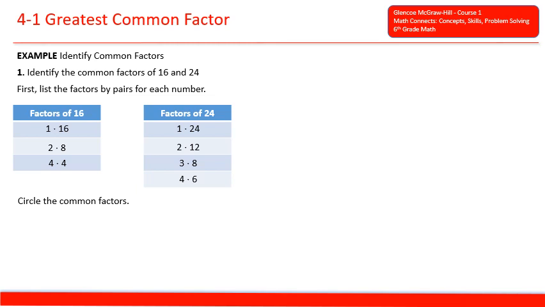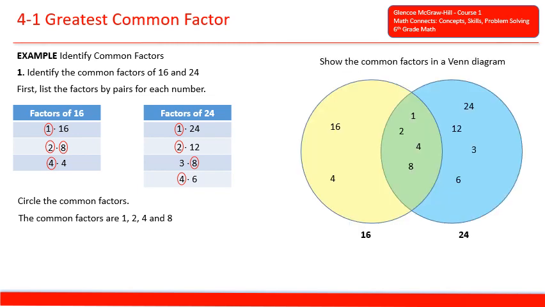Circle the common factors. So we have 1 common to both, 2 common to both, 8 is common to both, and 4 is common to both. So the common factors are 1, 2, 4, and 8. And if we do a Venn diagram, we can see that. All we did was take the factors from the tables on the left and put them into this diagram.